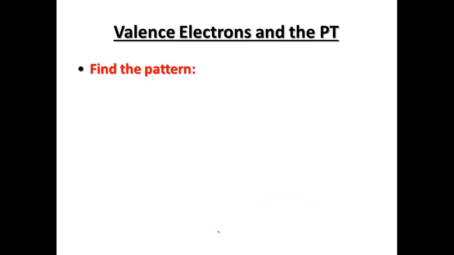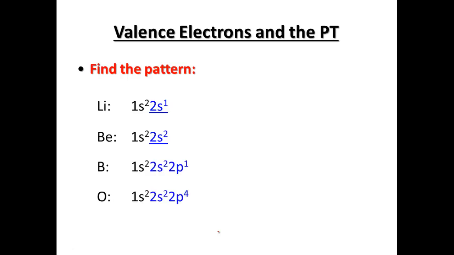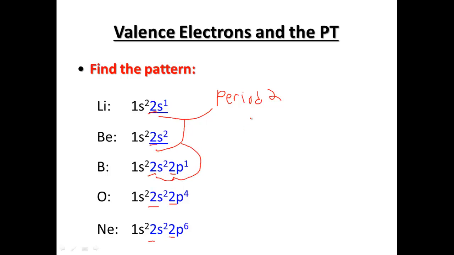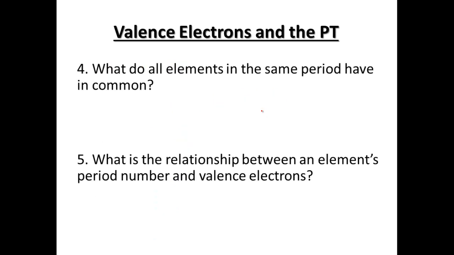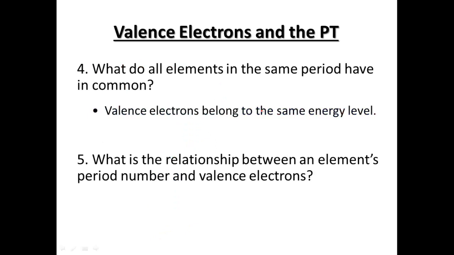Our second pattern is to look at elements in period 2: lithium, beryllium, boron, carbon, oxygen, and neon. What we see is that all of them, 2s1, 2s2, 2s2 2p1, 2s2 2p2, 2s2 2p6, all of these elements in period 2 have the electrons filling the outer energy level in the second level. So what do all elements in the same period have in common? The valence electrons all belong to the same energy level.